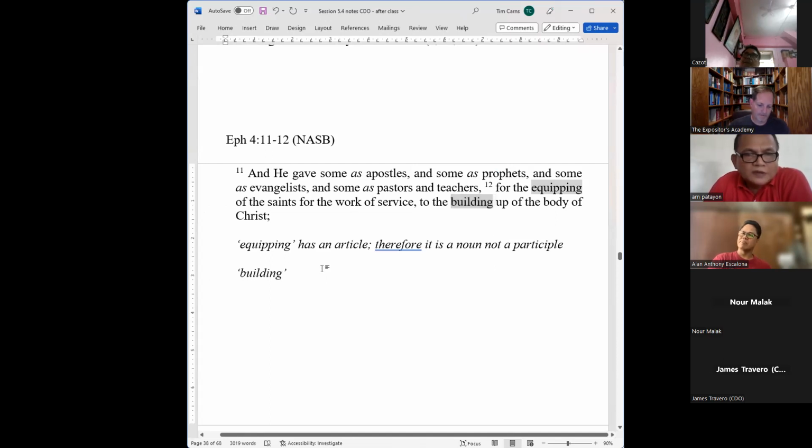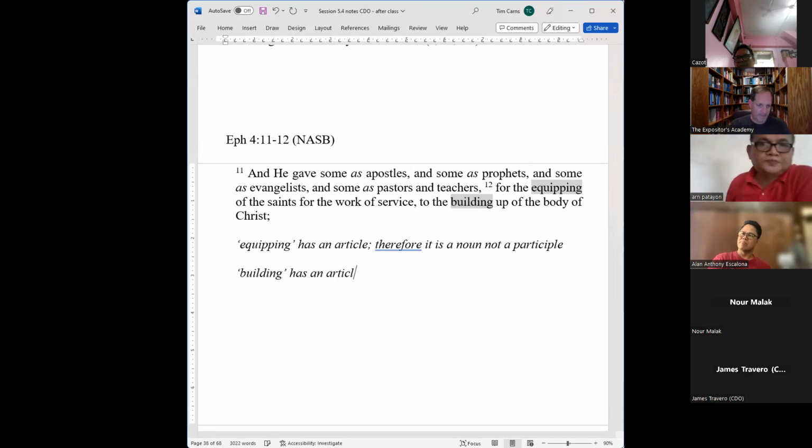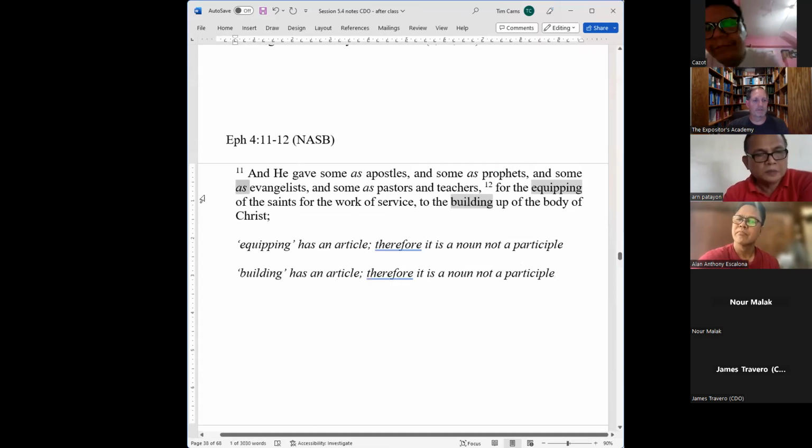No, it is a subject because of the article. Yes, same thing as equipping. So they're both nouns. There are no participles in this passage. Yes, two nouns.